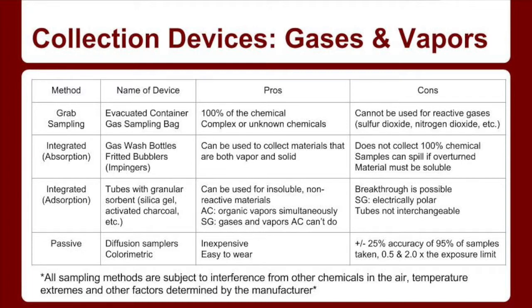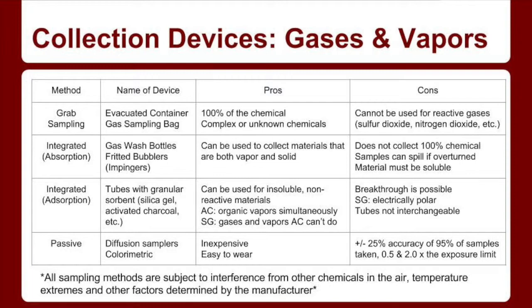Collection devices, gases and vapors. As we know, a substance is considered a gas if its natural physical state is a gas at standard temperature and pressure, that is 70 degrees Fahrenheit and 760 millimeters of mercury. A vapor is the gaseous state of a substance that is naturally a liquid or a solid at standard temperature and pressure. One method to collect a gas is through an evacuated container or a gas sampling bag.